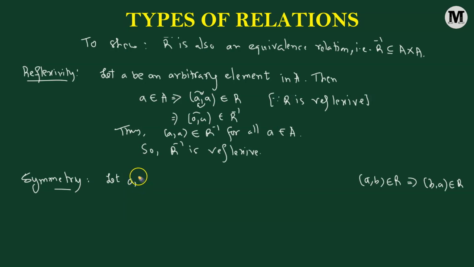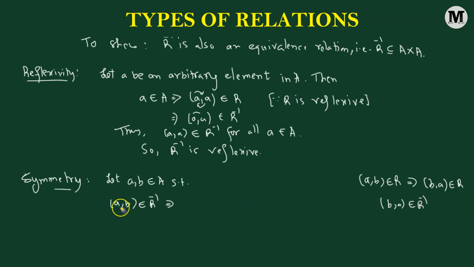For this, let us consider two elements a and b. So let a, b be two elements that belong to the set A such that we consider the ordered pair (a, b) belonging to the inverse relation R inverse. Now, our goal will be to show that (b, a) also belongs to the inverse relation R inverse. If we can show that, then the relation R inverse is going to become symmetric.